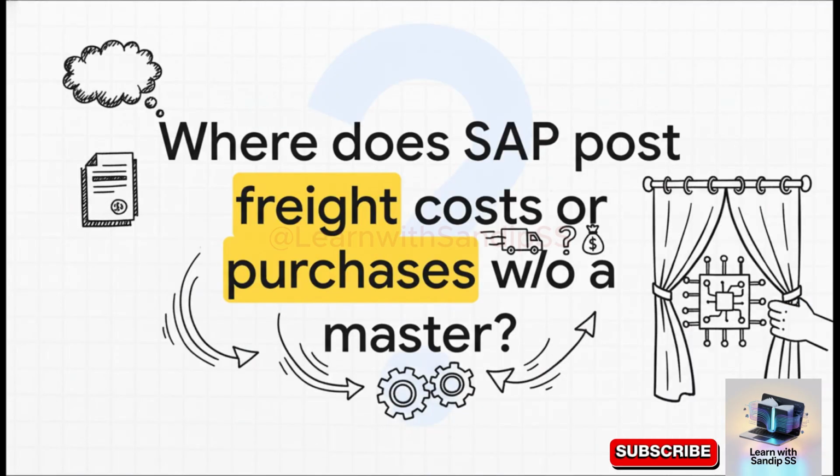So, have you ever been in the middle of creating a purchase order and you just stop and think, wait a second, how does the system know which GL account to hit for this freight charge? Or what about when you're buying something that doesn't even have a material master record? It can feel like magic, but I promise you, it's all pure configurable logic. And we're about to pull back the curtain on how it works.